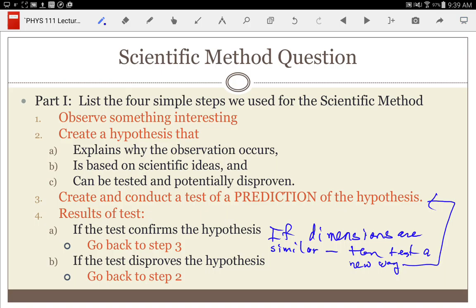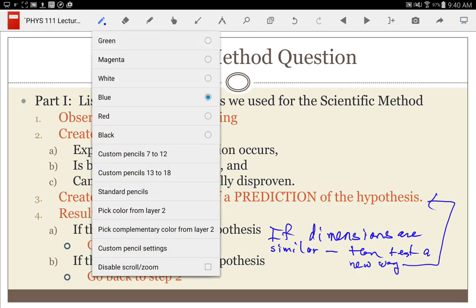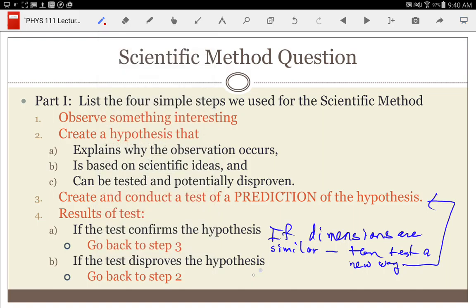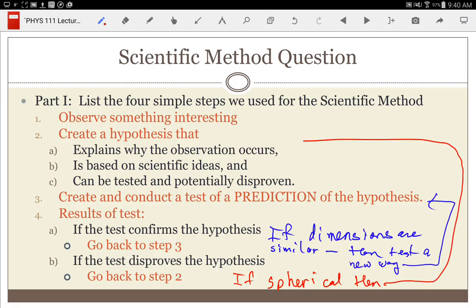But I have to write out the words. This outcome, I'll do this. Outcome that fails, if it's spherical, if I find out, hey, all the dimensions are the same, then I know that my hypothesis was wrong. Then I have to go back and create a new hypothesis because now I know, okay, that wasn't the answer. So I have improved my knowledge because I've removed a potential answer.